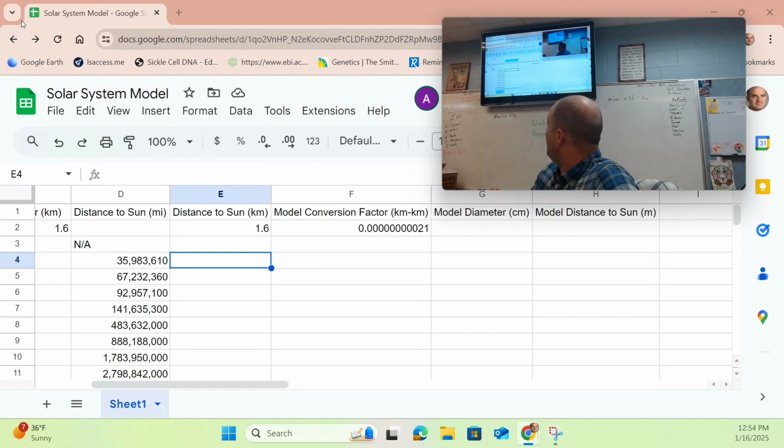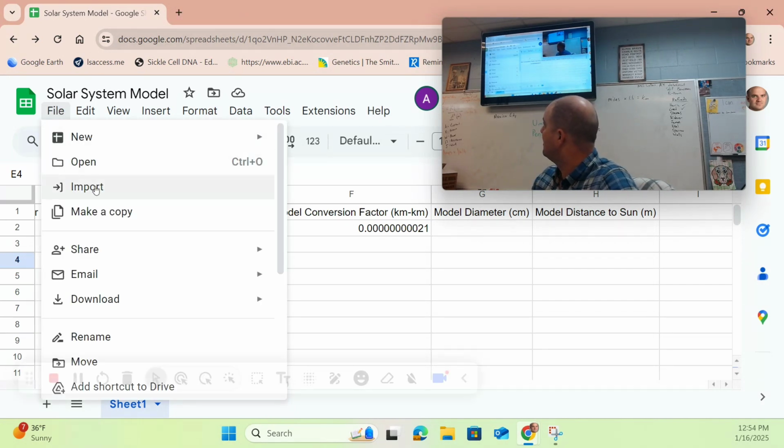Here we go. You do not have access to this spreadsheet because I don't want you marking it up and messing it up. Make sense? So you're going to go File, make a copy. By the way, if you don't pay attention, you will get behind, and then you'll be like, how do we do this? I'm lost. And it's because you weren't paying attention. Stay with me, okay? So make a copy.